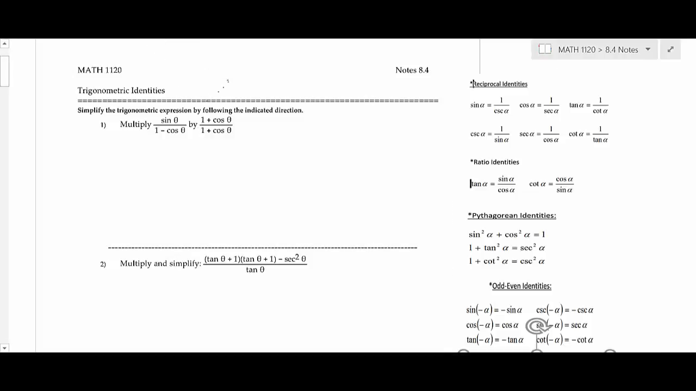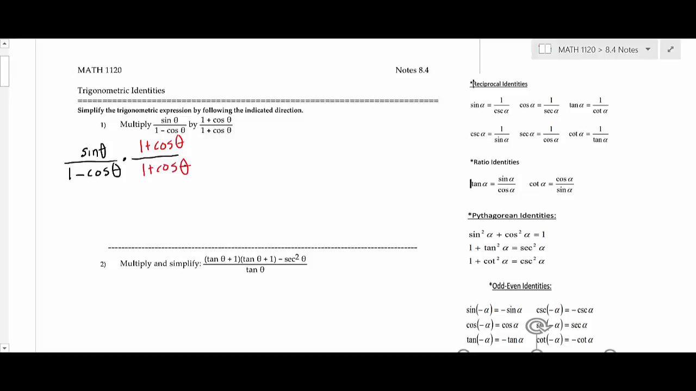So what we're going to do with this is we're going to multiply this stuff out. So you want to write this down first. Go ahead and write down the expression sine theta over 1 minus cosine theta like that. Okay, and we're going to work with some identities. What we're going to multiply it by is 1 plus cosine theta over 1 plus cosine theta like that.